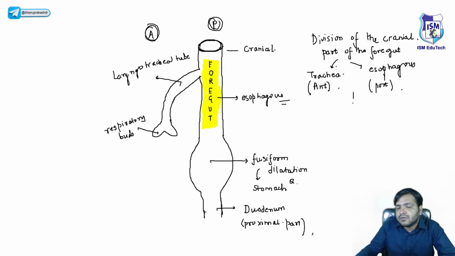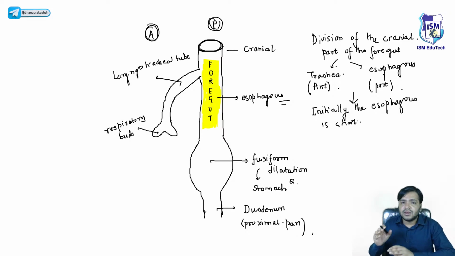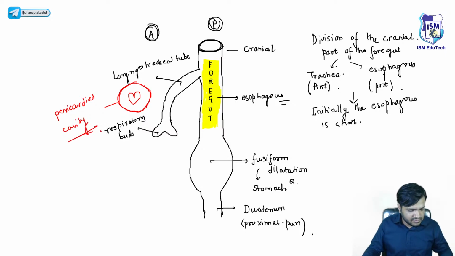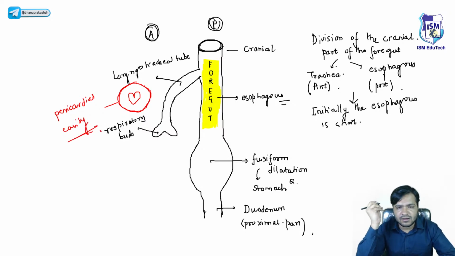Now initially the esophagus is short. Now you already know we have the respiratory buds over here, and over here, remember guys, we have the pericardial cavity in which the heart is developing. So we'll learn about this. We have the pericardial cavity in which the heart is developing.